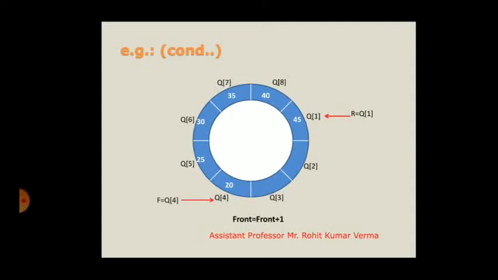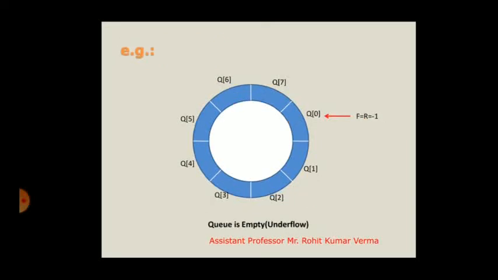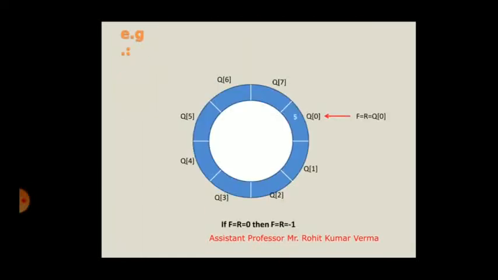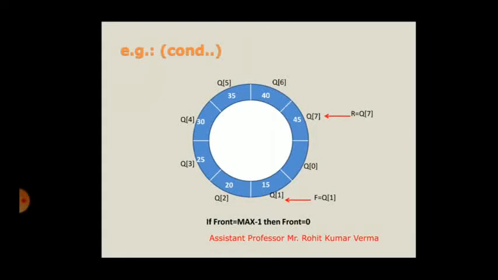Okay, similarly here we have our next condition, which is such that front is equal to front plus 1. What is this? Here you can see our front is at Q1 location. Clear? And you want to delete 15. In that case, you have to move to the next location. So here, whenever you are deleting 15, it moves to the next location. Okay?